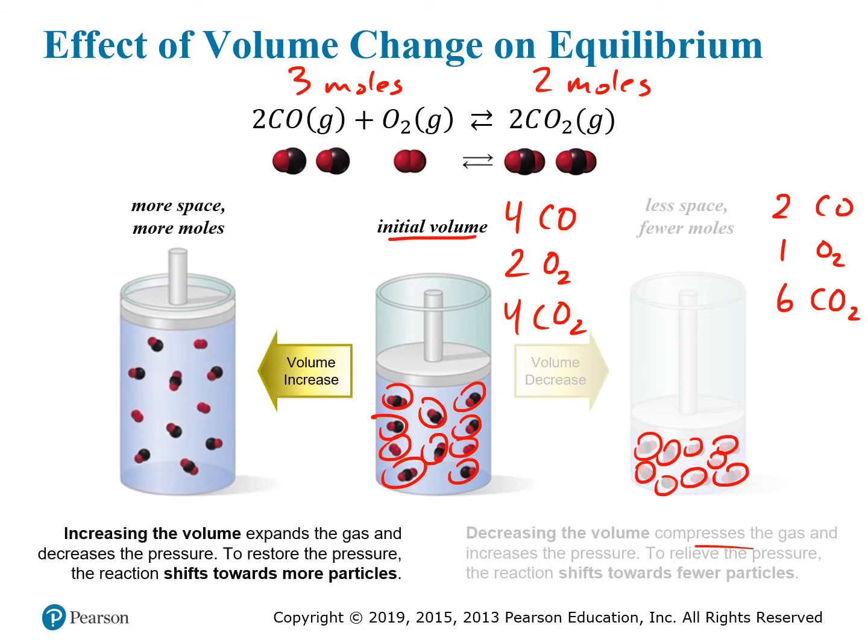On the other hand, if we were to increase the volume of this system, this would create a bunch of new space. This would decrease the concentration of all 3 components. And so now, in order to resist that change, the system would shift to the left-hand side in order to increase the number of particles and to regain some of the concentration that was decreased by expanding the volume. And so here we have 1, 2, 3, 4, 5, 6 molecules of CO. We have 1, 2, 3 molecules of O2, and we have 1, 2 molecules of CO2.